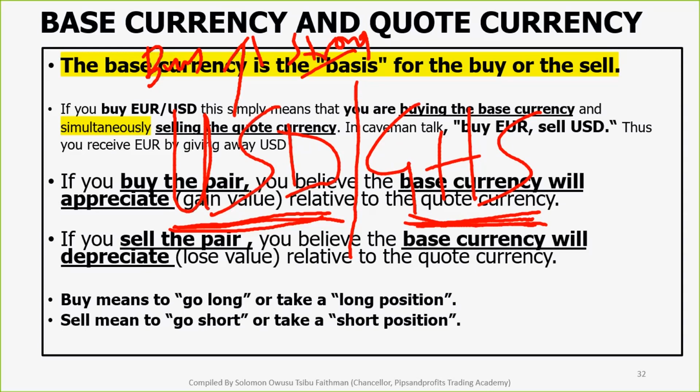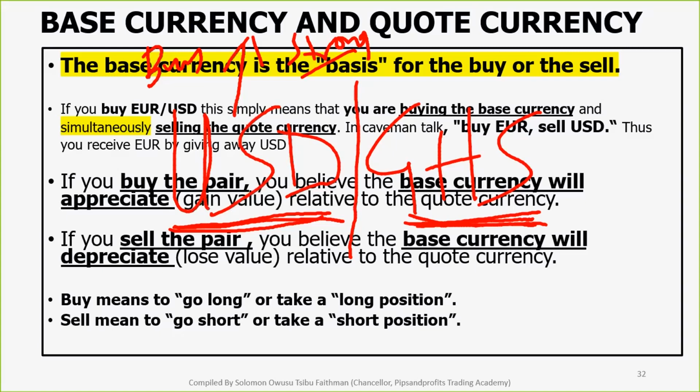So if it is going to go up, it is going to appreciate, or it is going to be strong, then the quote currency is going to depreciate. As simple as that. So take note of this. If you understand this technicality, you can even make money without even using the candlesticks that we are using.